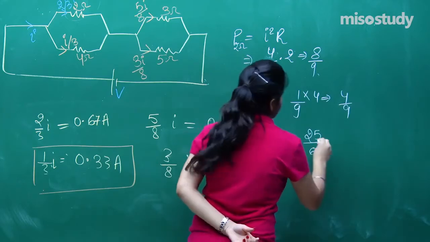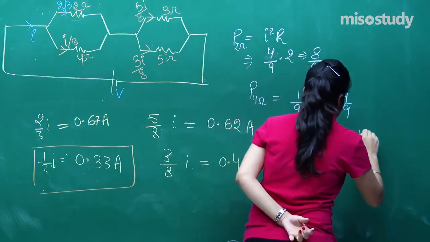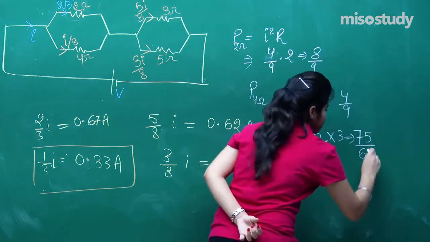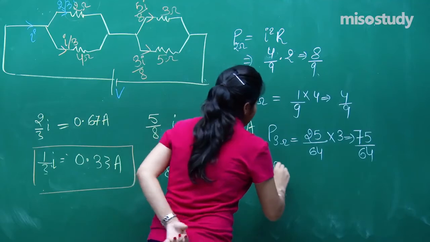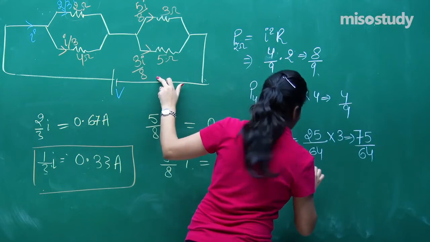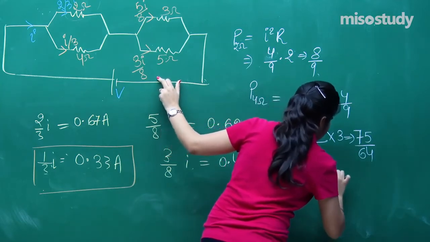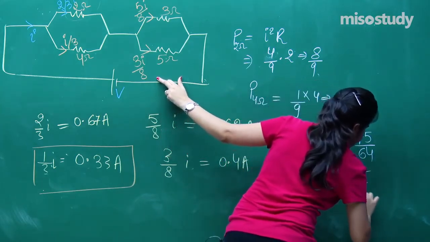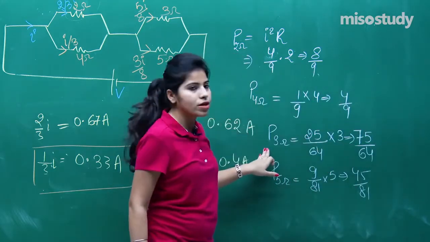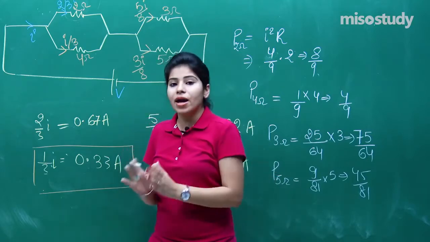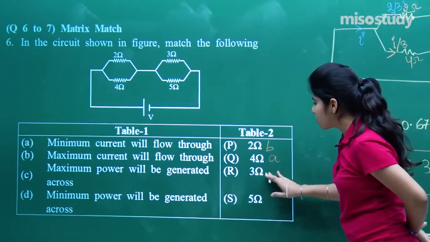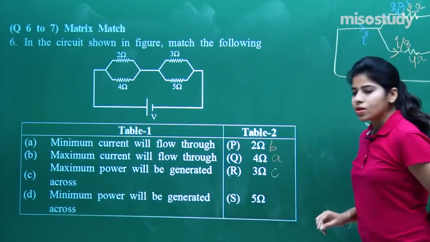Similarly, power across 3 ohm resistance, that will be I square, that is 25 by 64 into 3, that is 75 divided by 64. Now power across the last one, that is 5 ohm resistance, that will be 9 by 81 into 5, that is 45 by 81. Definitely I can see that maximum power will be generated across 3 ohm resistance. So I can tick for the maximum power. Maximum power will be generated across 3 ohm, that is this C, right?